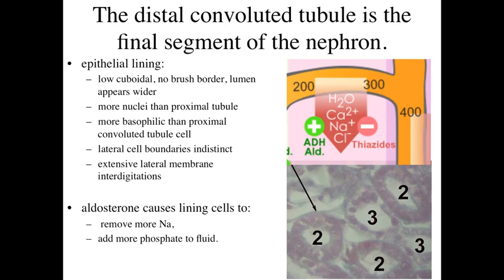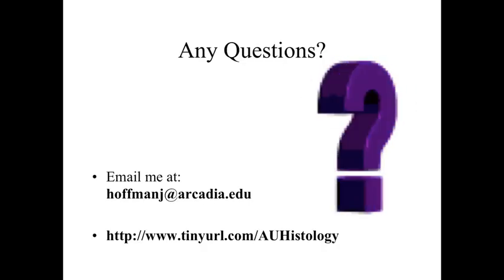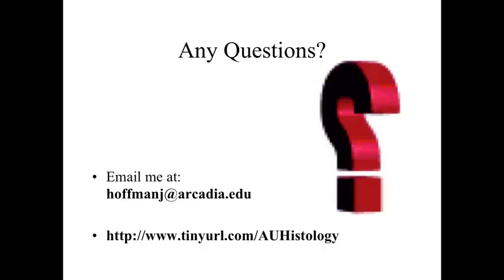Now, if we take a look at these cells, aldosterone causes these cells to essentially remove more sodium from that raw filtrate and replace it with phosphate. And so we're essentially modifying these materials as we're going through. And that's going to finish up our look at the nephron.